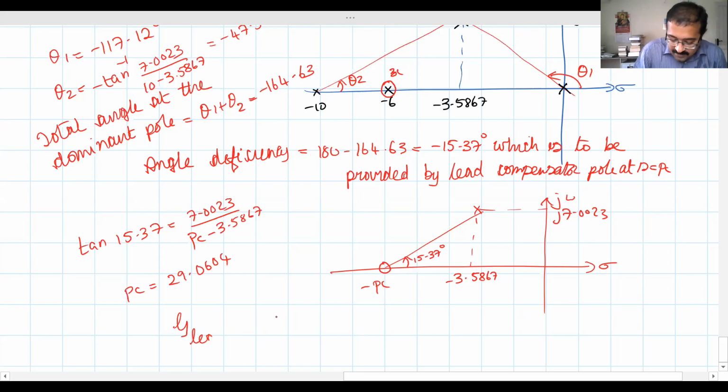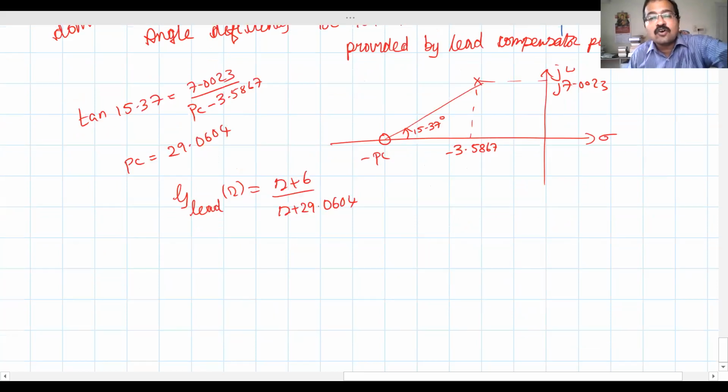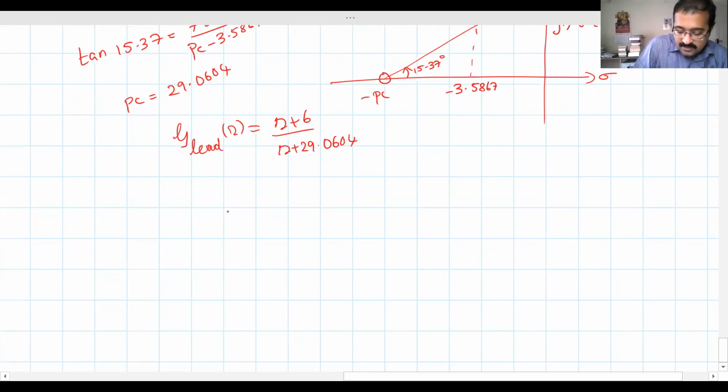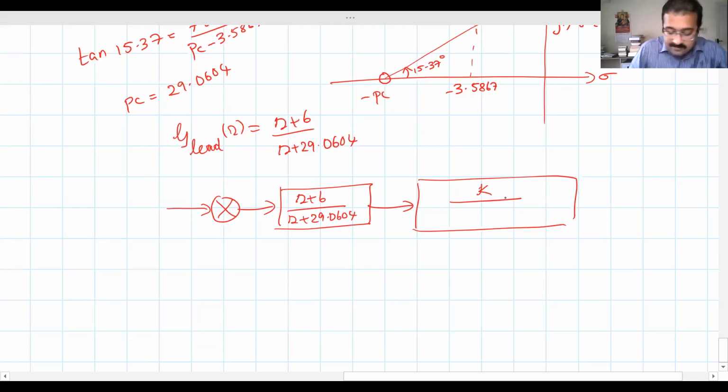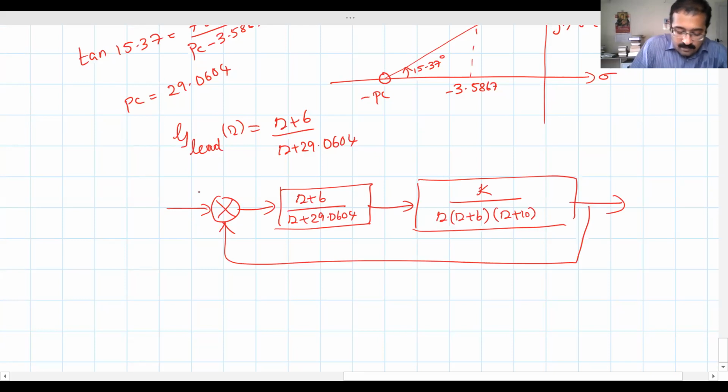So what is the lead compensator transfer function? G lead of S is S plus 6, the zero, divided by S plus 29.0604. Okay, so now we will consider the lead compensated open loop system. This is our lead compensator, S plus 6 divided by S plus 29.0604, and here is our plant, K divided by S into S plus 6 into S plus 10.